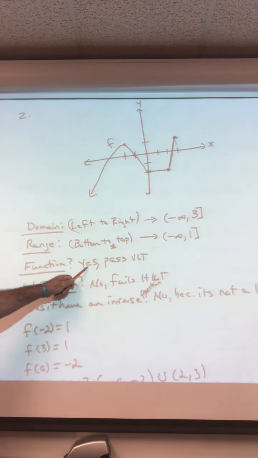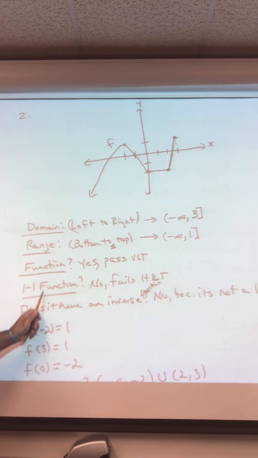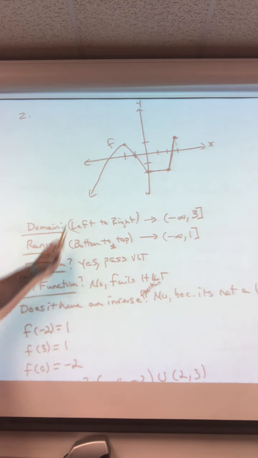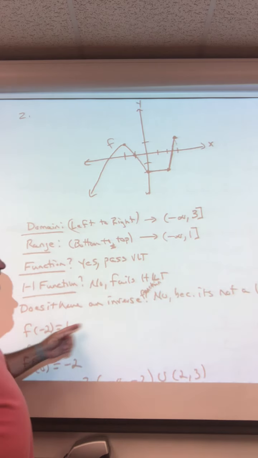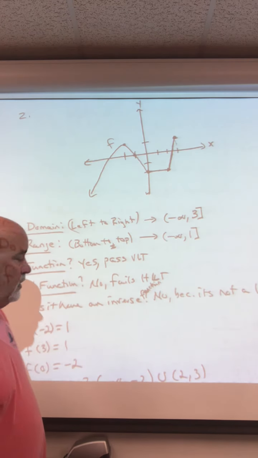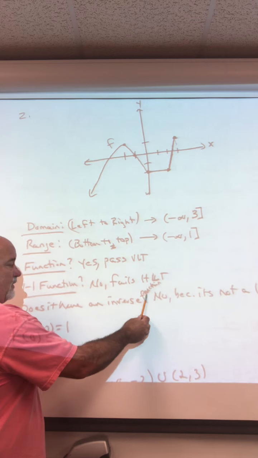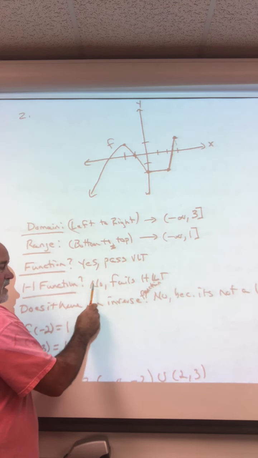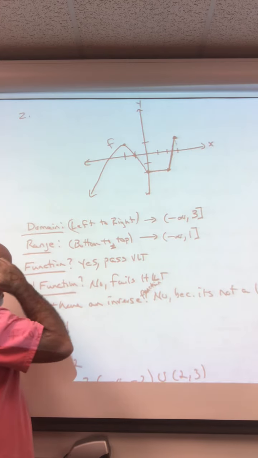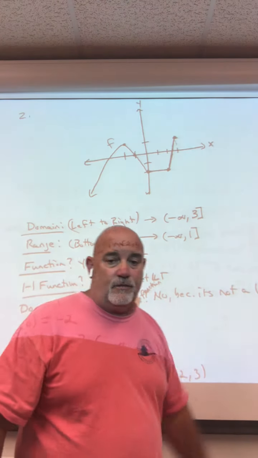This one is yes. Is it a function? Yes. This one right here is no, because it fails the horizontal line test. So if I ask you, does it have an inverse function? How do you know if it has an inverse function? If it's a one-to-one function. Remember, this is yes, this will be yes. This is no, this will be no. So no, because it's not a one-to-one function.